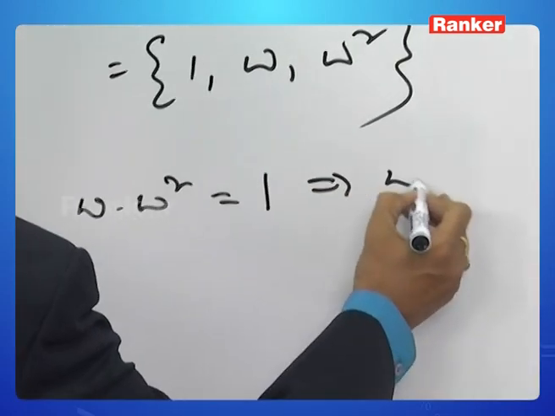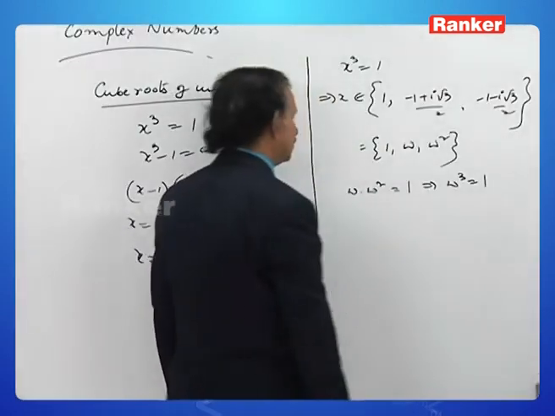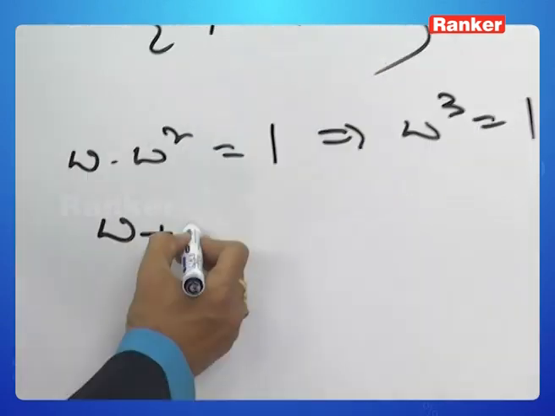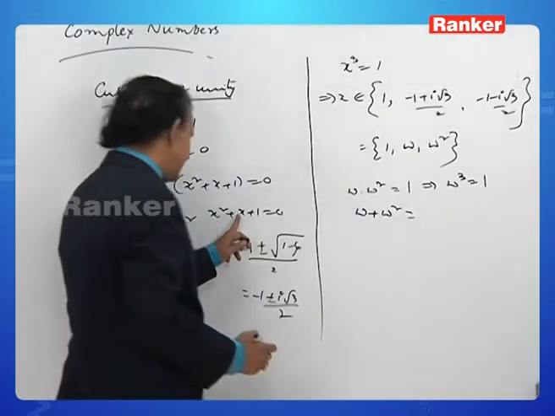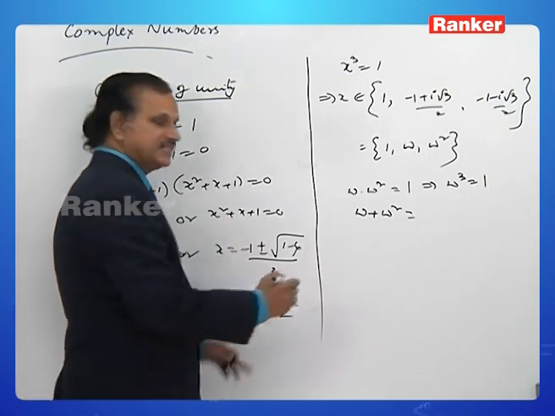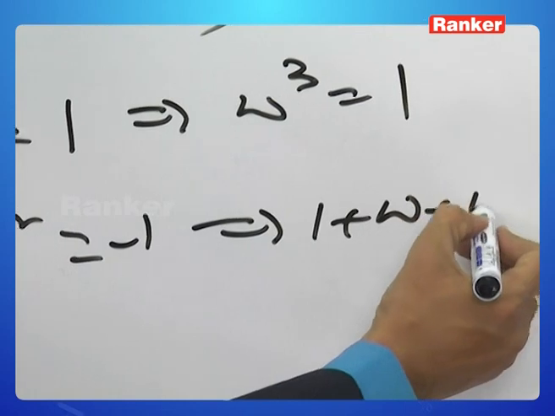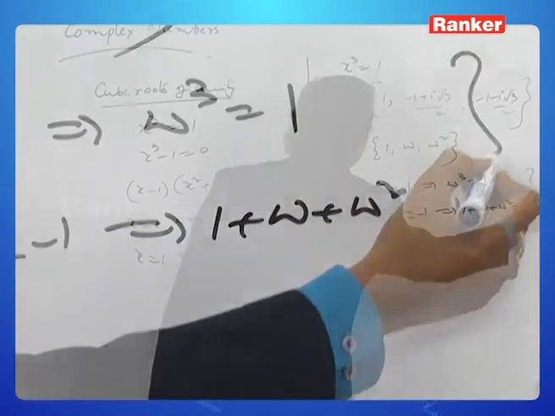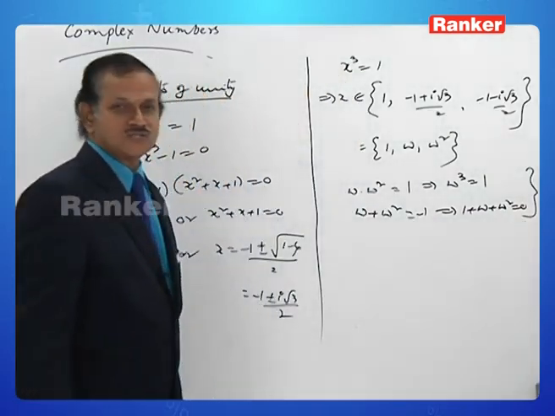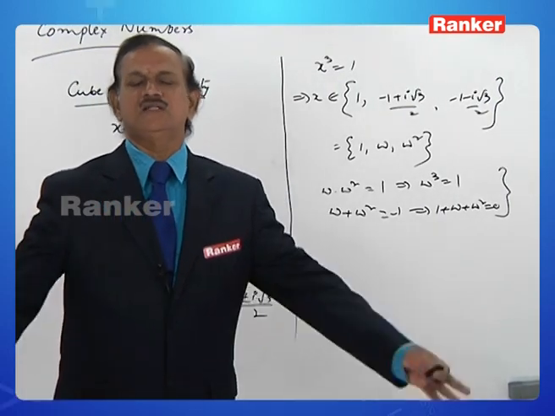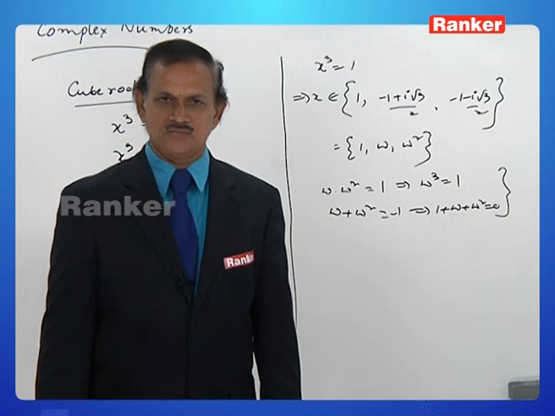Thereby, you will be getting omega cube is equal to 1. And again, what is the sum of the roots, omega plus omega square? Minus b by a. What is that? Minus 1. From this, 1 plus omega plus omega square is equal to 0. Those two results help us a lot in simplification of so many other numerical problems.